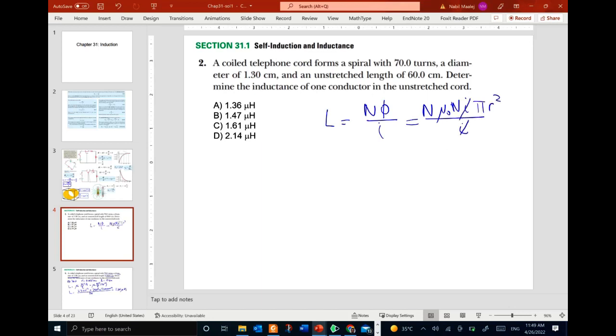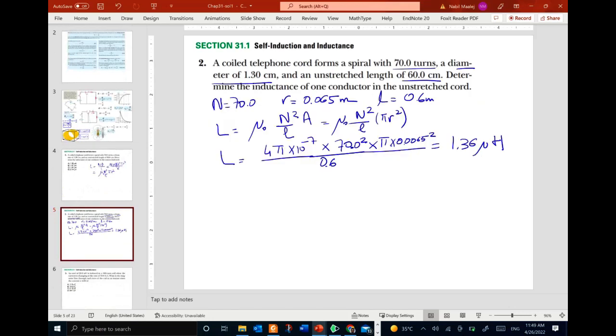So this will cancel, and you obtain mu 0, N squared times the area, divided by L, sorry, so this is mu 0, small n, N squared divided by L, times pi r squared, okay? And when you do that, you get 1.36 microhenries. Next problem.